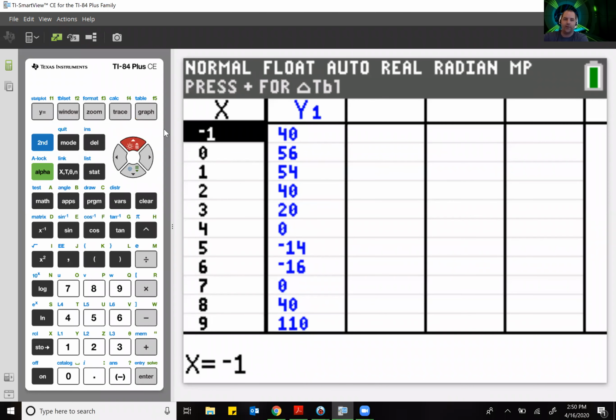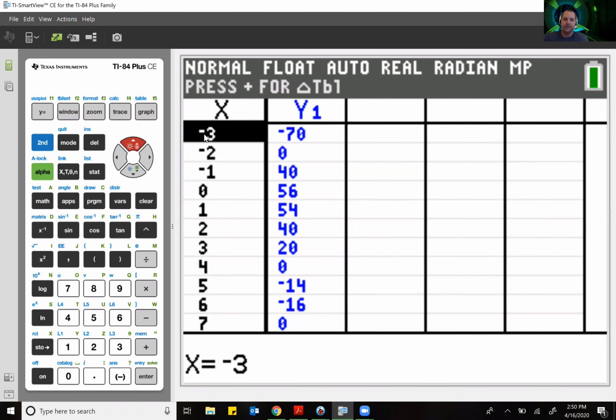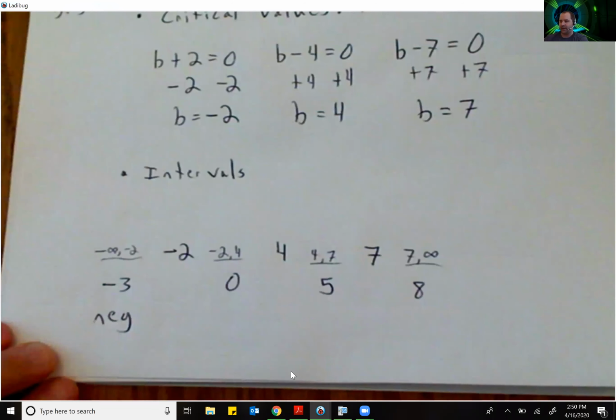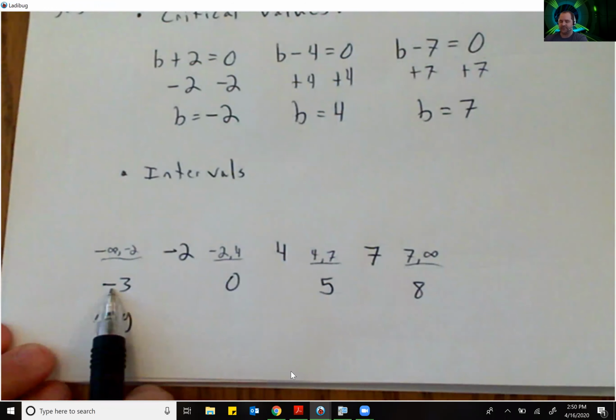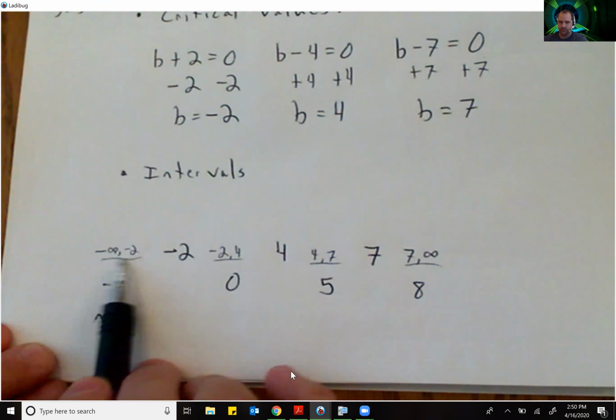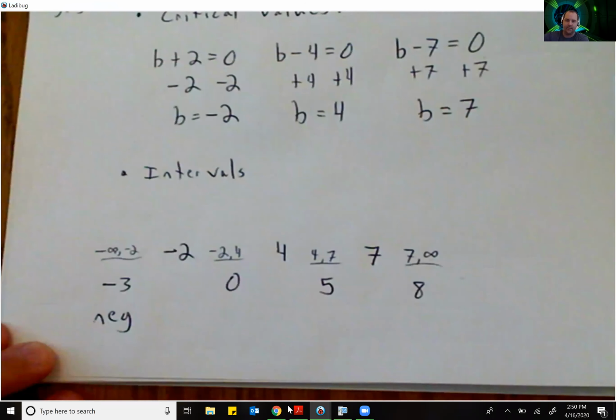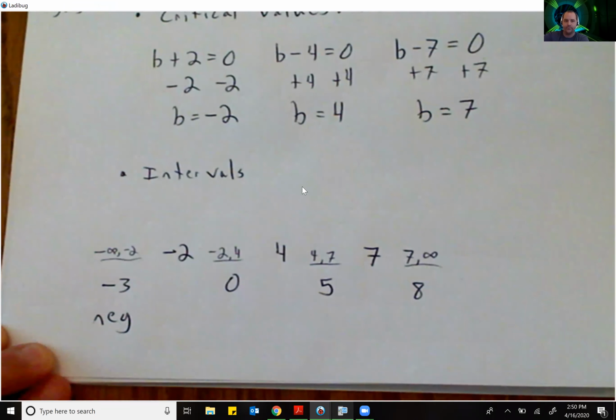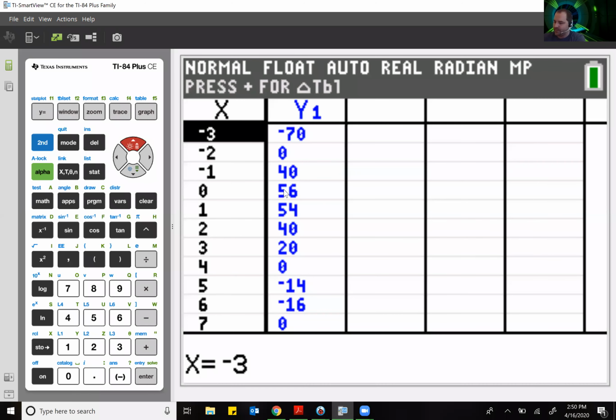Now I can look at those answers that we wanted to know. One of them was, I wanted to plug in -3. So that answer was negative. So if you look right here, when we plug in -3, we knew that the answer was negative. So that means this interval is a negative interval. Okay? That's going to be important for us here in a second. So if I plug in 0, the number's positive. So that means the interval from -2 to 4 is a positive interval.